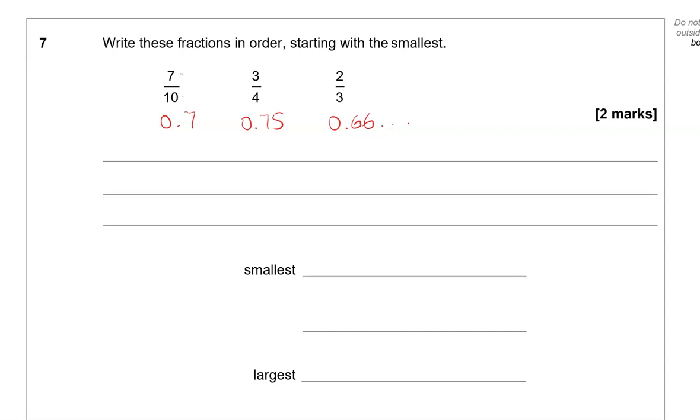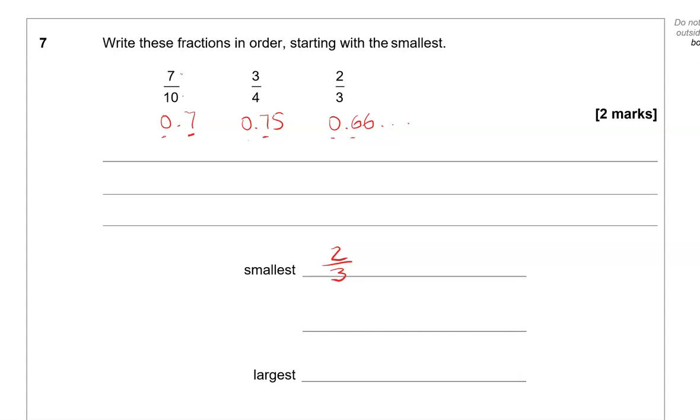Looking at the first digit, it's 0 for all 3 of them. So that means we need to look at the next digit. That's a 7, that's a 7. This one is a 6. So that would be the smallest. So 2/3 is the smallest of them all.